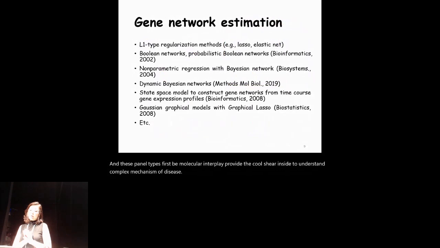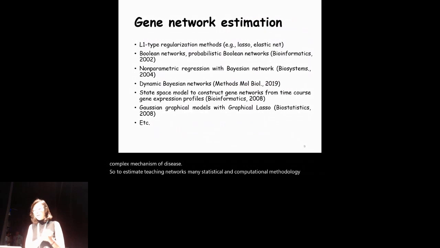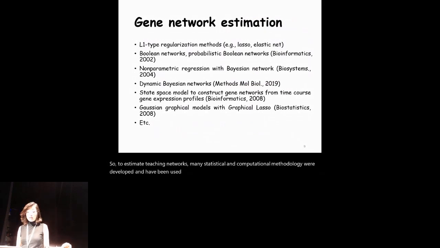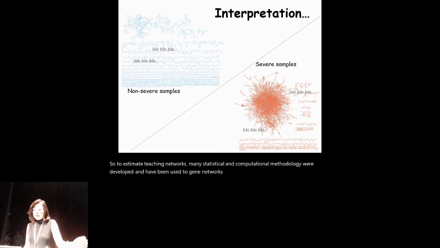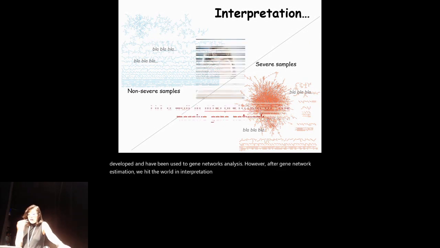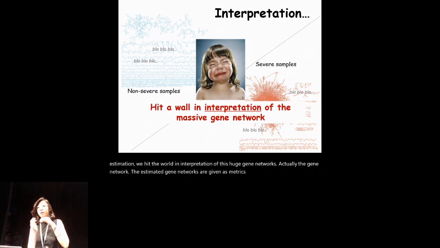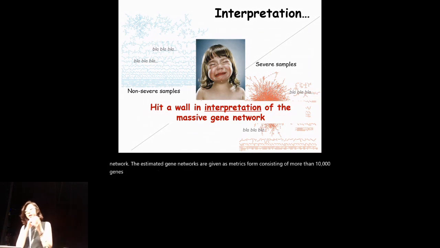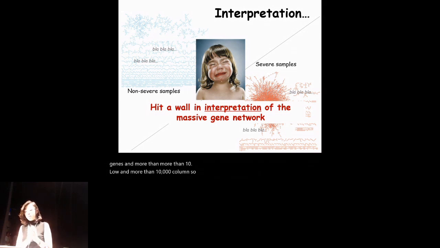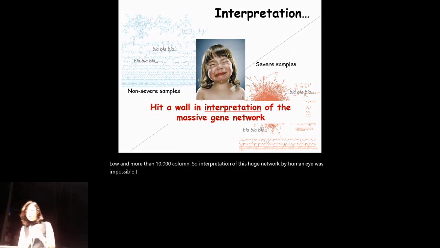So to estimate gene networks, many statistical and computational methodologies were developed and have been used for gene network analysis. However, after gene network estimation, we hit the wall in the interpretation of these huge gene networks. Actually, the estimated gene networks are given in matrix form, consisting of more than 10,000 rows and more than 10,000 columns. So interpretation of this huge network by human eye was impossible. I mean, gene network interpretation was a very hard task for me.